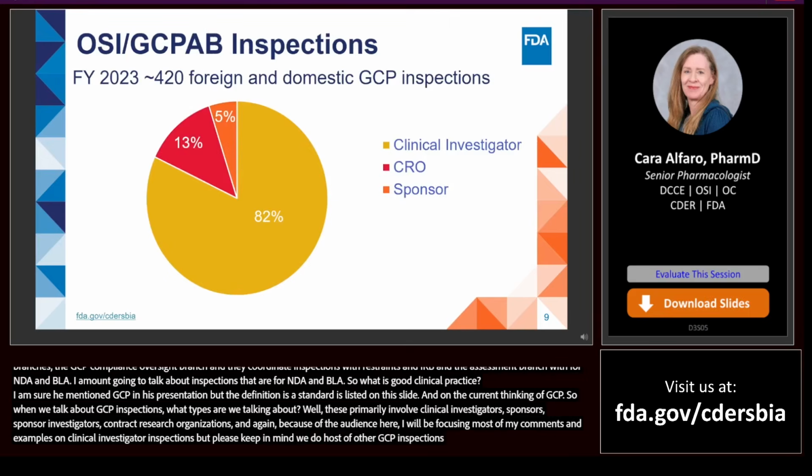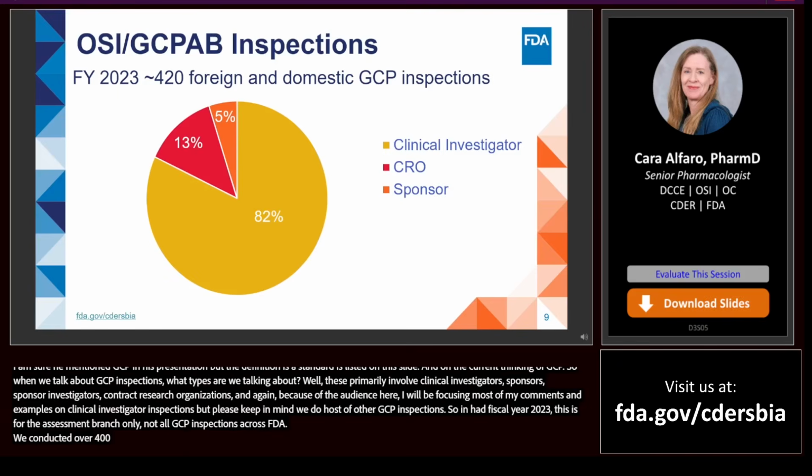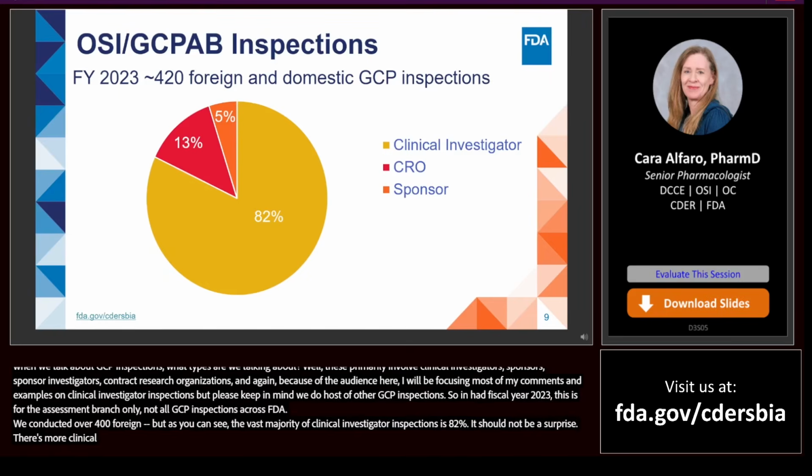So in fiscal 2023, and again, this data is for the Assessment Branch only. This is not all GCP inspections across FDA. So we conducted over 400 foreign and domestic GCP inspections. And as you can see, the vast majority were clinical investigator inspections, 82%. That shouldn't be a surprise because obviously there are more clinical investigators than there are CROs or sponsors. But we also do a fair share of sponsor and CRO inspections.